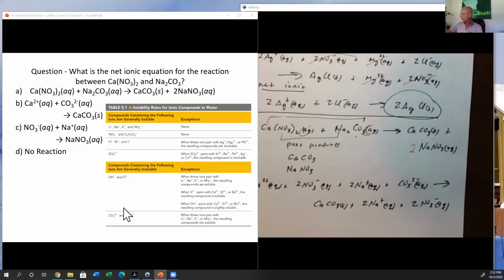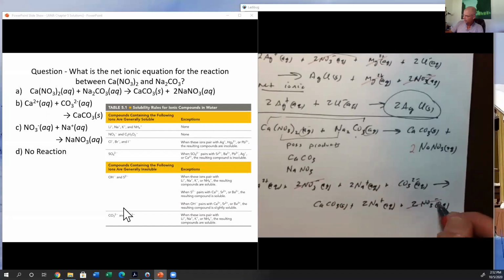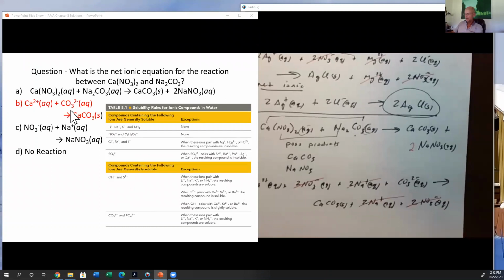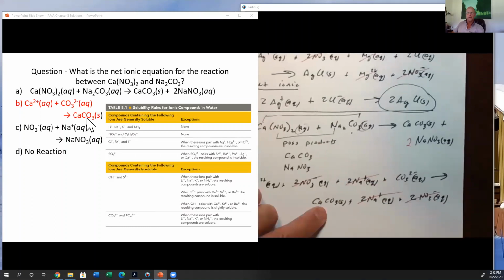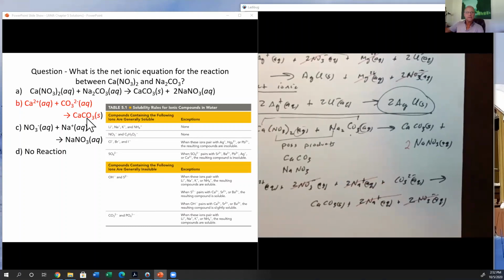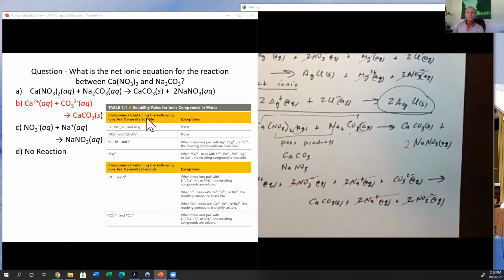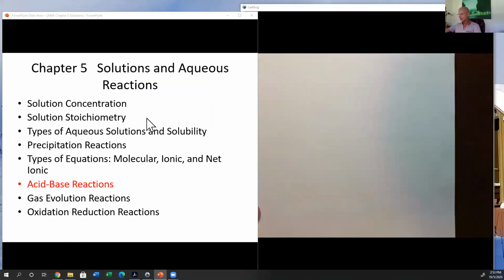And then you cancel out all of the spectator ions. So what are they? Nitrate and nitrate, and also sodium and sodium. So what are you left with? Calcium 2 plus, plus carbonate right here goes to calcium carbonate. All right, does that make sense? Questions? Awesome. All right, let's move on to acid-base reactions.